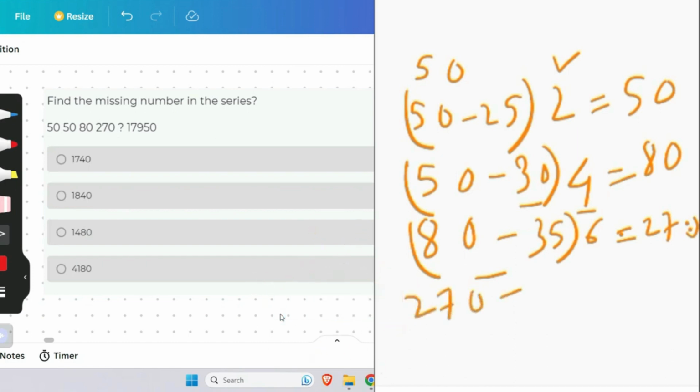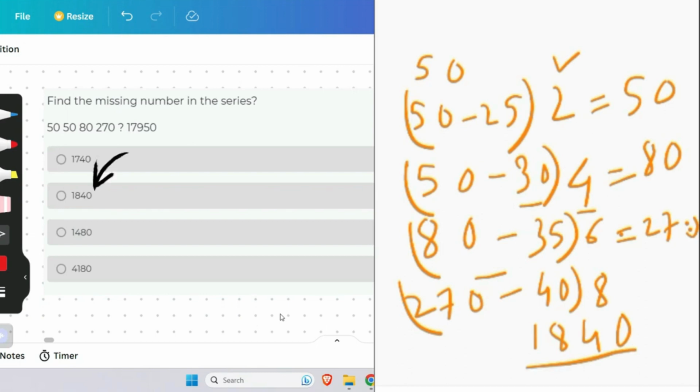270 follows the next pattern, also following the previous pattern as well. So it will be 40 here, and if we multiply this with 8, the number will be our actual answer, right? So 270 minus 40 is 230, and 230 multiplied with 8 is 1840, right? So we have got the number we were supposed to get, right? So this is the answer. So the answer will be the second option, right? Okay, let's go to the next question.